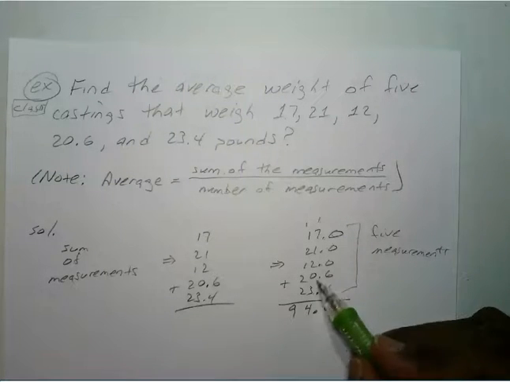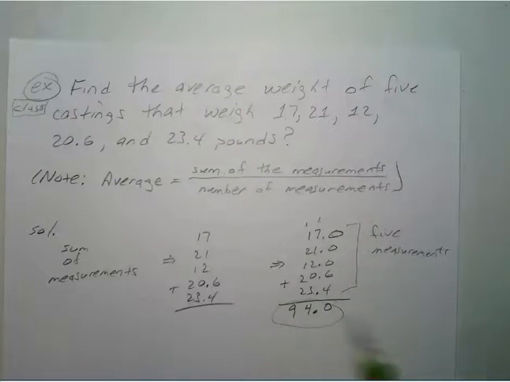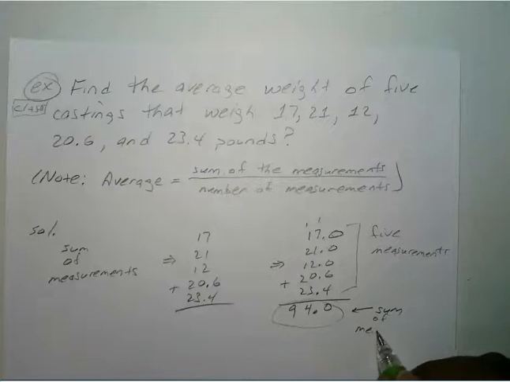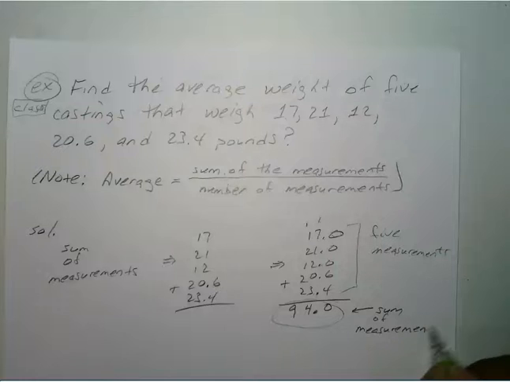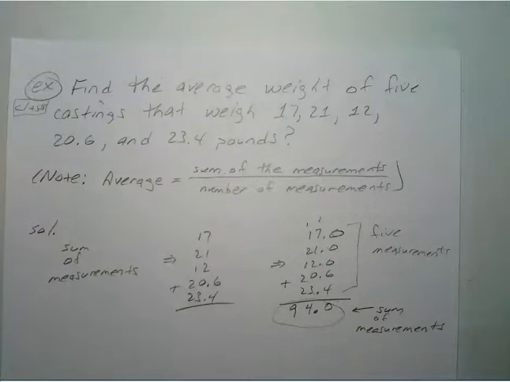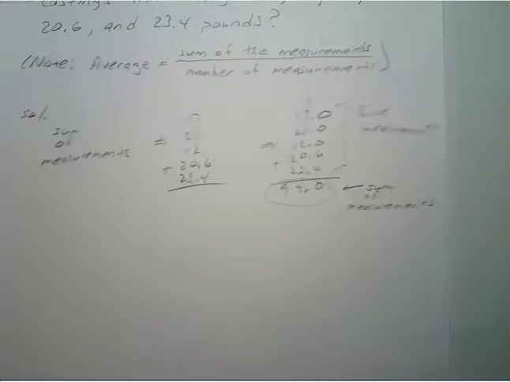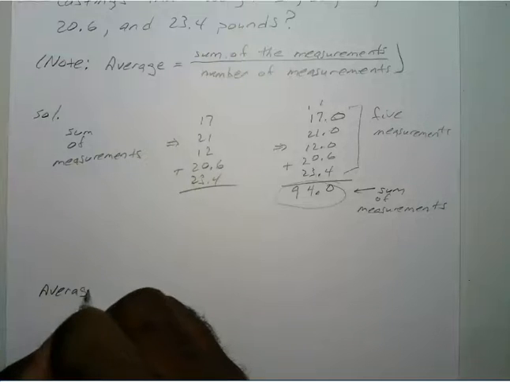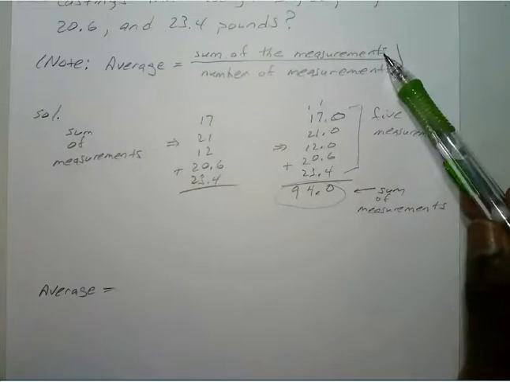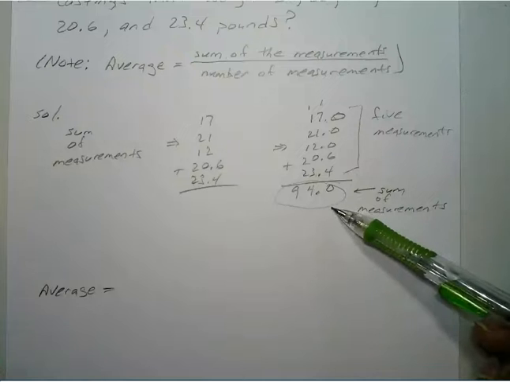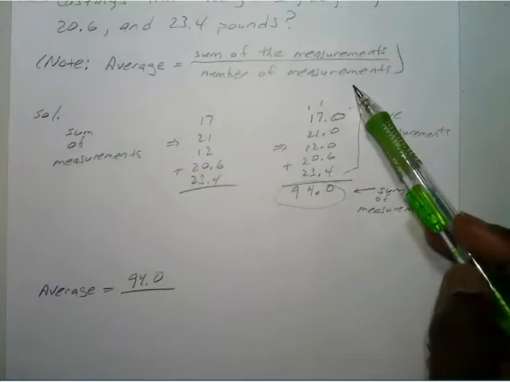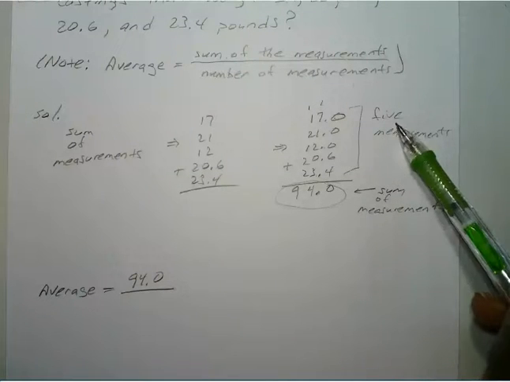Okay, 1, 2, 3, 4, 5. And we have our sum of the measurements here. Okay, so now we just plug those in to find our average. Your average is going to equal the sum of the measurements, which is 94.0, divided by the number of measurements, which is 5. We have 5 measurements.